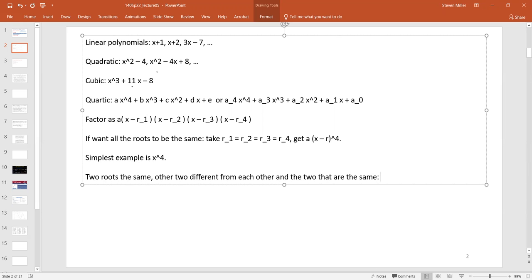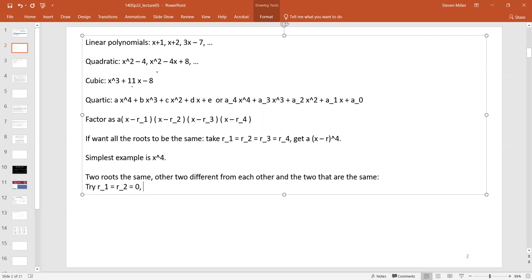Now a polynomial where two roots are the same and the other two roots are completely different. Which roots would you want to take to be the same? Good. So let's try R1, R2. Make things as easy as possible for yourself, right? Make two of the roots zero. Now we need two other roots. What should we take for R3?